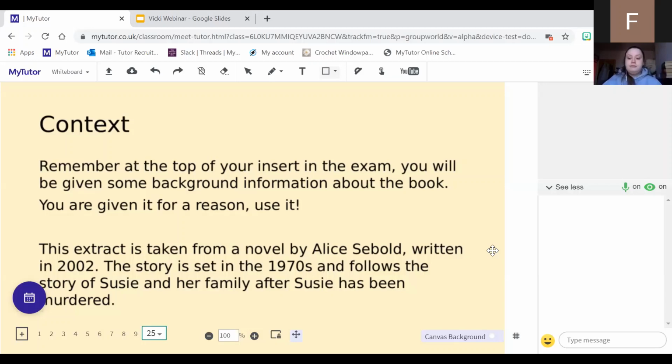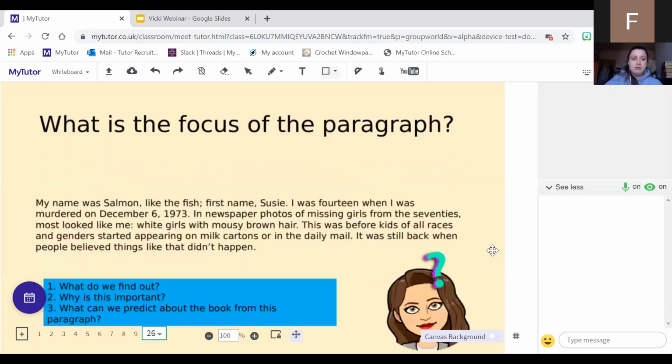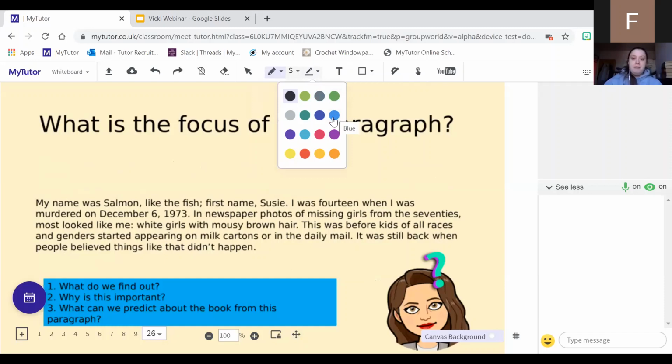So always take away the important bits of information there, and what can we say about it? So let's go through. I've got 4 paragraphs to look at today. You'd usually probably be given a bit more than 4 paragraphs to look at, but for the purposes of getting through everything, I've just chosen 4 to look at.